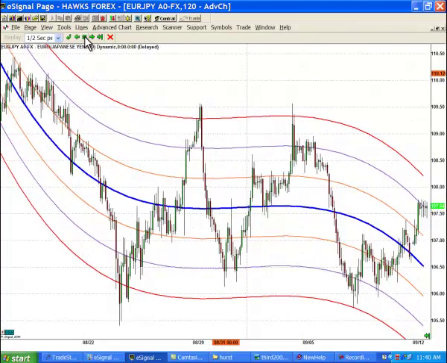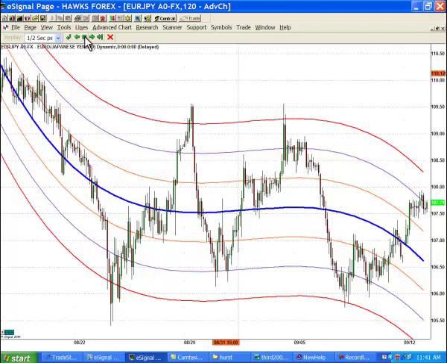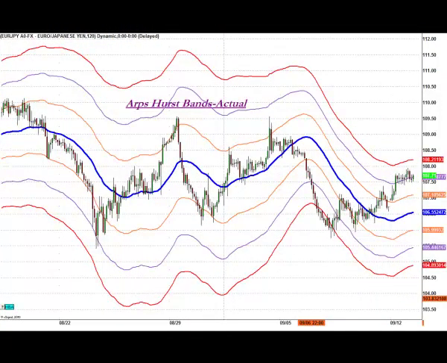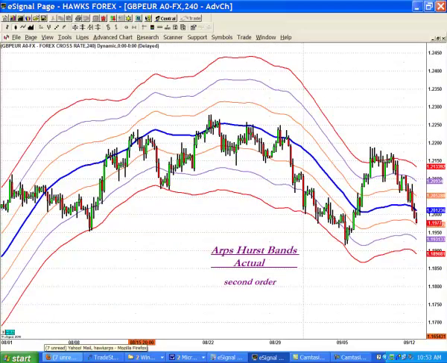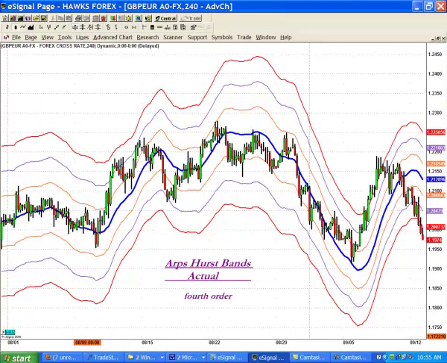But what did the Hurst Bands actually look like at previous times on the chart? The Arps Hurst Bands Actual shows you where the bands were plotted at each point on the chart. It draws a veritable breadcrumb trail of the way the Arps Hurst Bands looked on each bar as it passed. This is, in some ways, a more helpful perspective from which to analyze when making trading decisions, because you are able to see at which sigma band each particular market tends to find support and resistance.